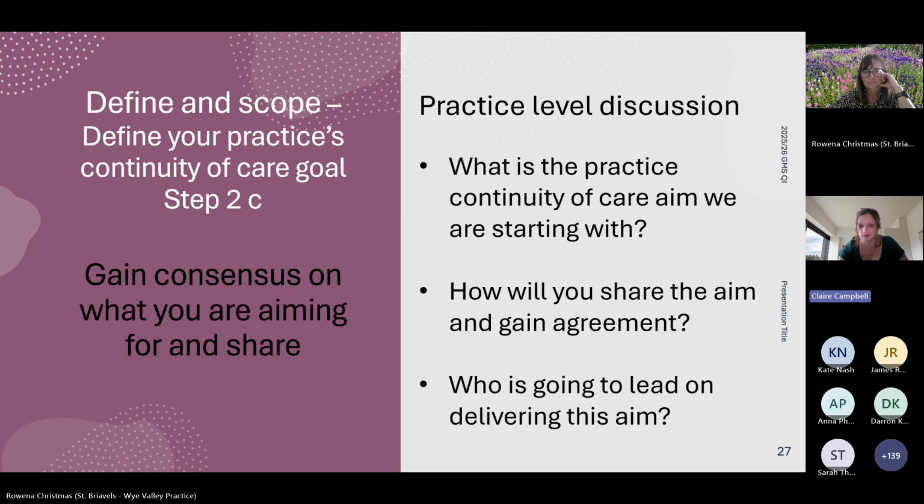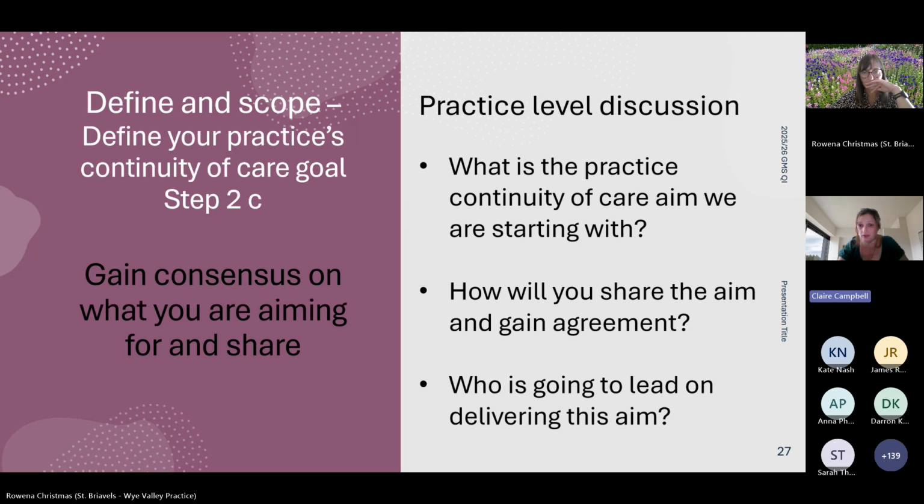What is practice continuity of care? What are you aiming to start with? What are your main aims of focus? So are you going to pick a cohort of patients? Which types of continuity are you going to be looking at? Are you going to be looking at personal lists or micro team or a buddy approach?